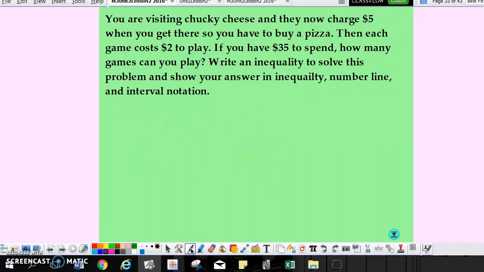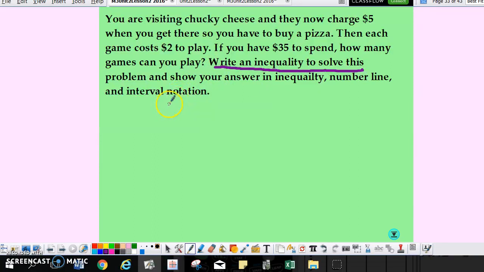You are visiting Chuck E. Cheese, and they now charge $5 when you get there, so you have to buy a pizza. Then each game costs $2 to play. If you have $35 to spend, how many games can you play? Write an inequality to solve this problem and show your answer in inequality, number line, and interval notation. Now, there are ways you can solve this problem without actually making it mathy, because we can kind of do guess and check. But we're going to start and write an inequality to solve this problem.